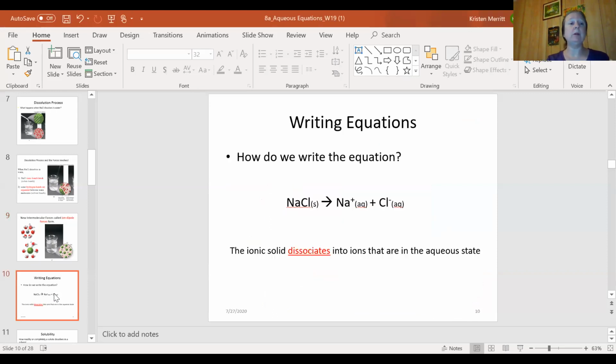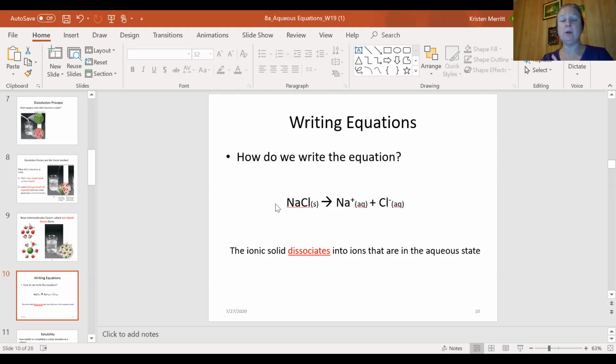So we're going to get further into the other types of dissolution and ionization, but right now the rest of this lecture is just completely focused on dissociation and how we write these equations. When you write a dissociation equation, it's called ionic dissociation. An ionic solid dissociates into individual ions in the aqueous state.